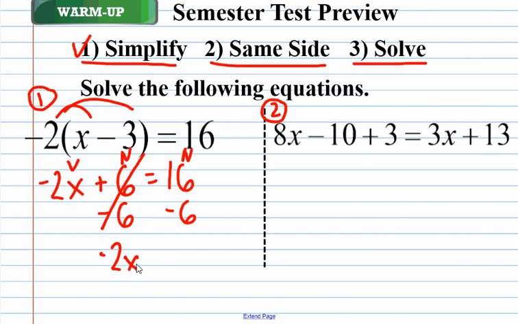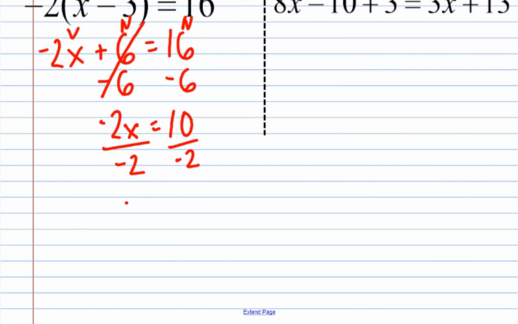You then get -2x equals 10. Now you have your variables on one side and numbers on one side, so you have same side. Last step is solve: divide by a negative. And then you get x equals -5 for your first answer.